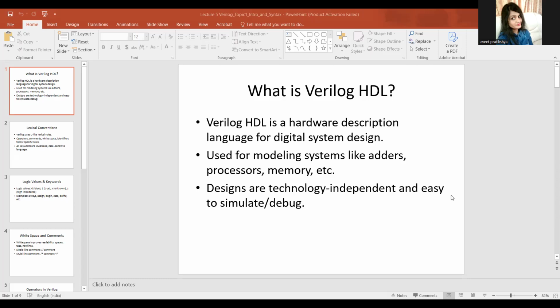So how can we test it? We can test it on an FPGA board or at ASIC level code. This is how FPGA is more efficient for designing a logic system. So here we have learned that Verilog HDL is a hardware description language for digital system design, used for modeling systems like adders, processors, memory, etc. It is also technology independent and easy to simulate and debug.